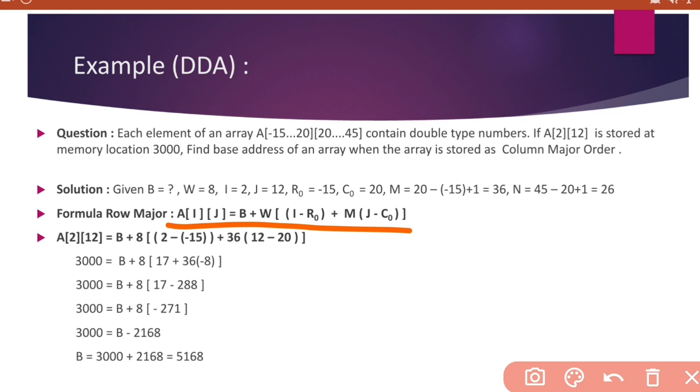We have to fill each and everything in this formula. See, in this way we had filled each and everything. After subtracting this, we are getting minus 8, then we are getting minus 288. And then see how I am going to find our base address. We have our base address with us. In this way you can have your column major order also, and you can have your row major order also.